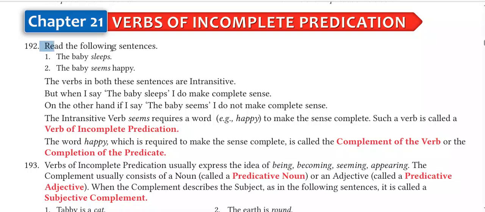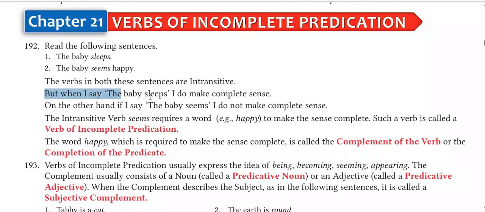Read the following sentences. The baby sleeps, and the baby seems happy. So there are two sentences. If we see the structure, the baby is the subject, sleeps is the verb. Here the baby is the subject, seems is the verb, and there is something added to the verb. The verbs in both these sentences are intransitive. Intransitive means they do not have any object.